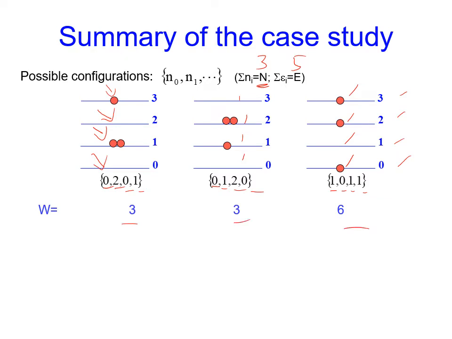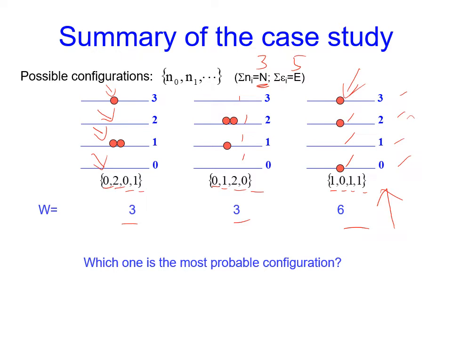Because this configuration has the largest weight, this is the most probable configuration. So in other words, if you have 3 particles, total energy 5, and 4 energy levels, the most probable configuration is that one molecule has the lowest energy, one molecule has 2 energy units, and one molecule has 3 energy units.